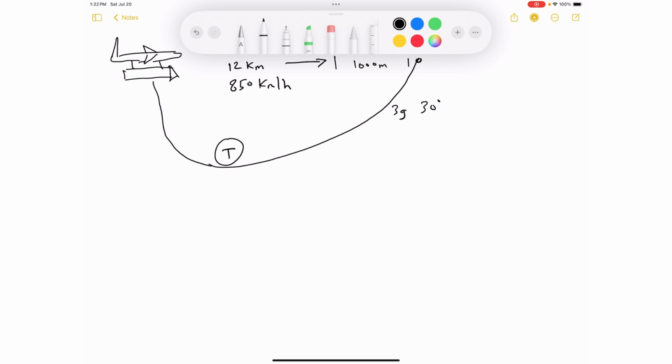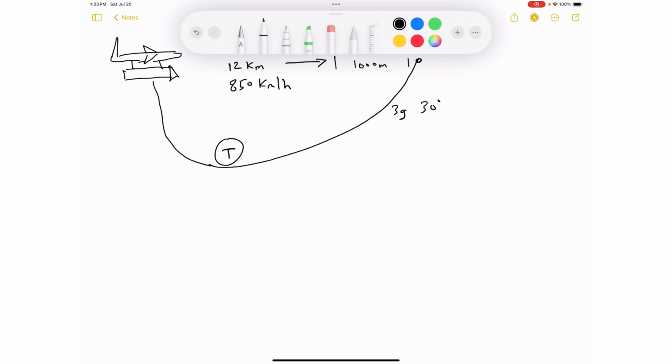But it has to satisfy the constraints: when it comes up to 12,000 meters, it also has to be 1,000 meters in front of the airplane. So it has to obviously be within those constraints.